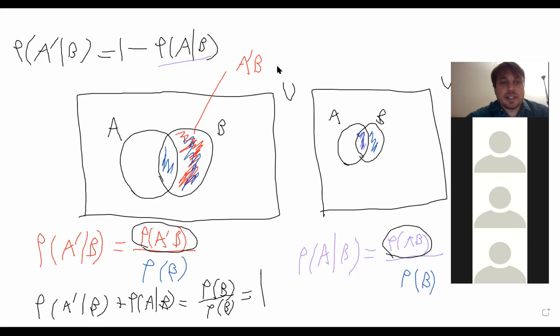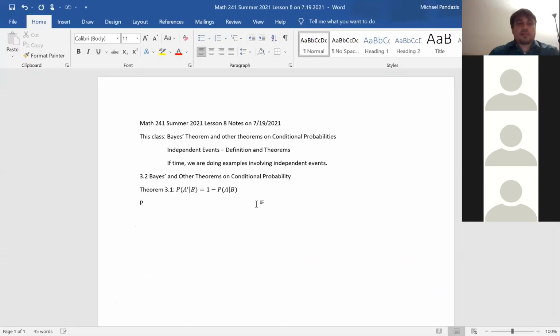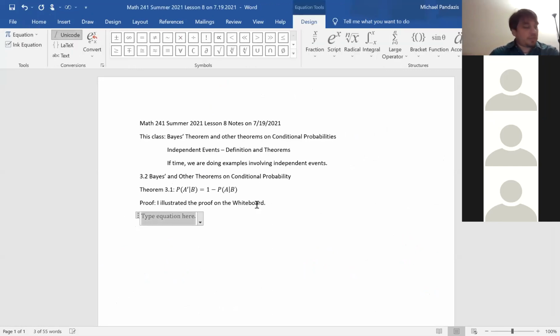So let me go back here. For the proof, I illustrated the proof on the whiteboard, and just to write it out in words. If you have the probability of A prime given B, these are just formulas though, right? So the visualization is important because you're understanding why, what's really happening. You're understanding the math behind it, right?